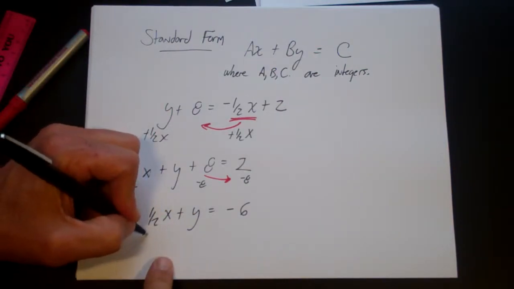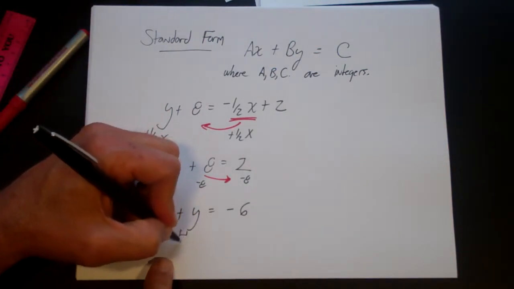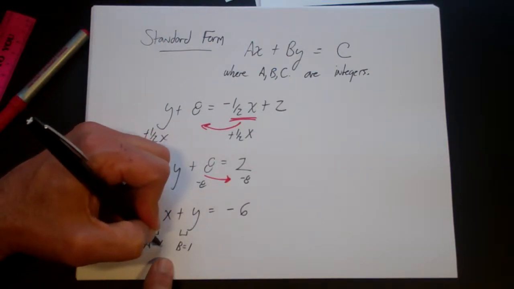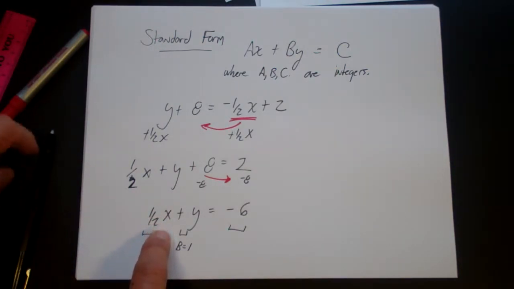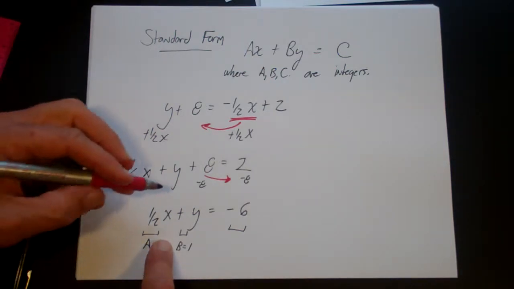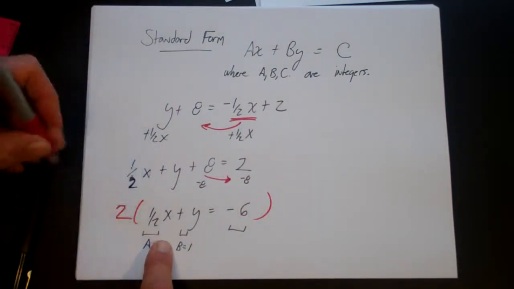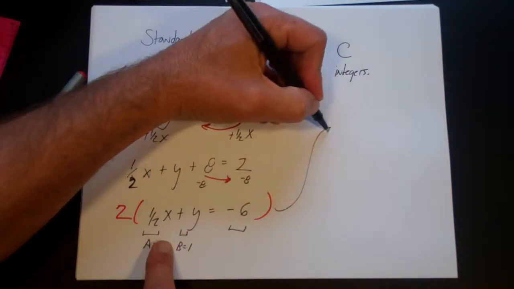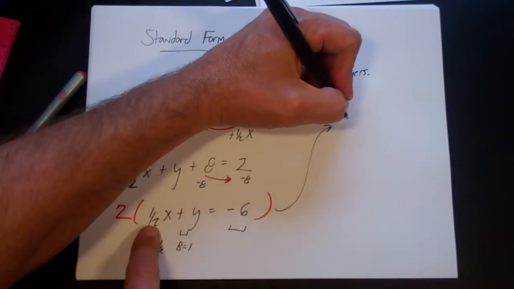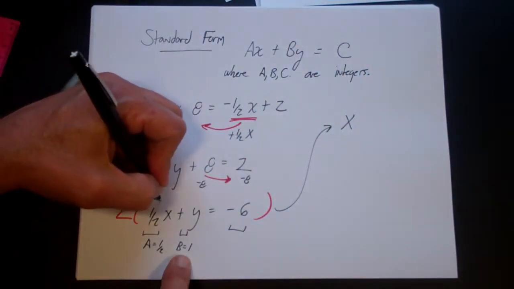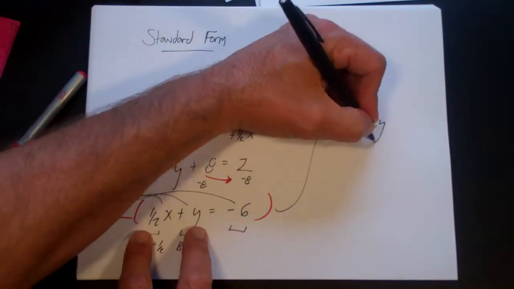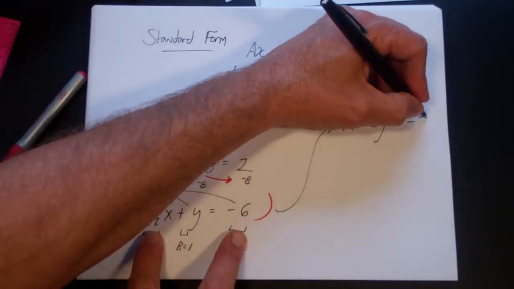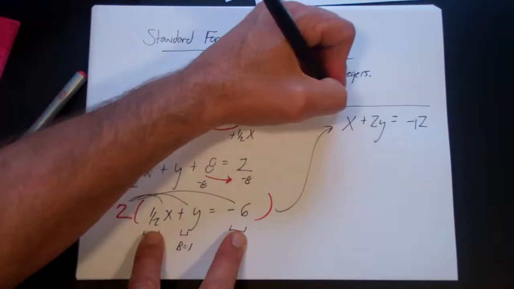Now if you notice, a is 1/2, b is 1, and c is equal to negative 6. I don't want any fractions, so I want to make this into an integer. I'm going to multiply by the denominator. Since this is 1/2, I'm going to multiply everything by 2. When I do that, 2 times 1/2 is x. See, I'm just distributing the 2. I get plus 2y is equal to negative 12, and that's my final answer right there.